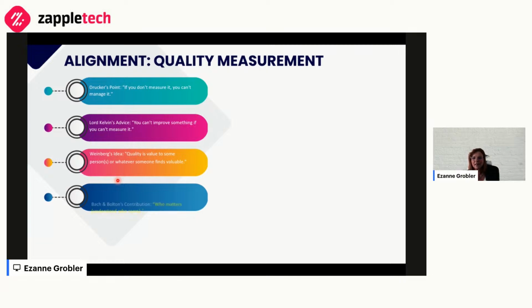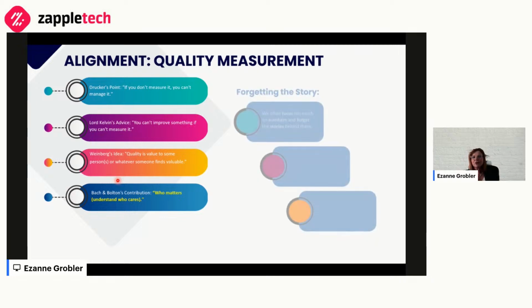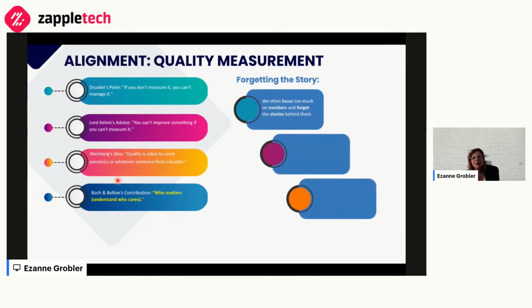And for you guys there in the United States, James Bach and Michael Bolton don't need any introduction. They added to this by saying, who matters? And for me, this was actually the key aha moment in terms of testing metrics as well, to understand who cares. But let's look at the other side of the coin.